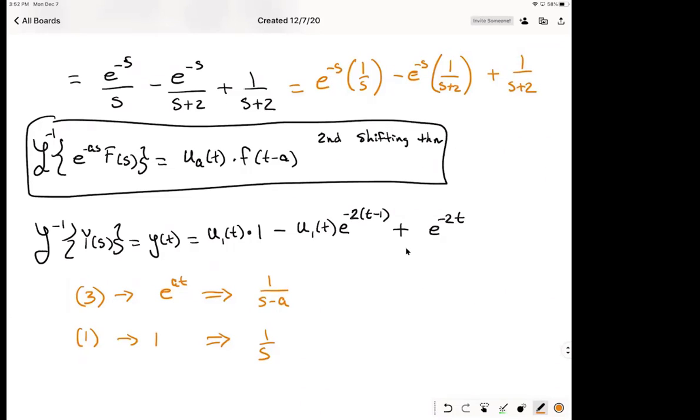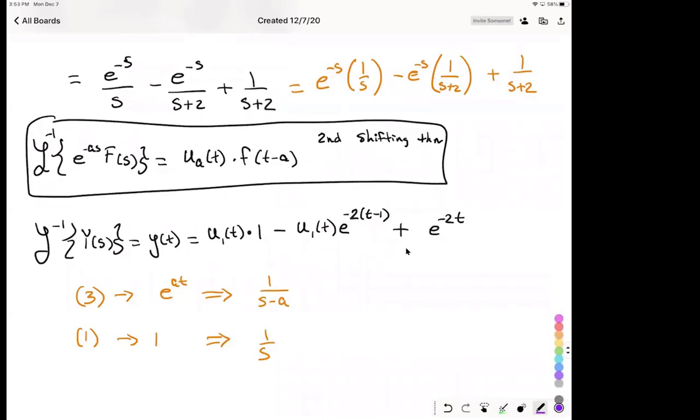And so what I did was say, for the first one first, this e to the minus s from the second shifting theorem is where the a is equal to 1. So that's why I put this a is equal to 1. So I put the 1 there. And then the inverse of 1 over s is equal to 1.